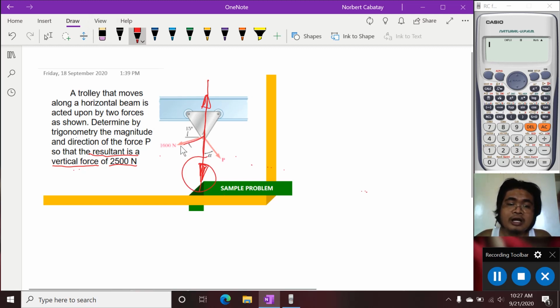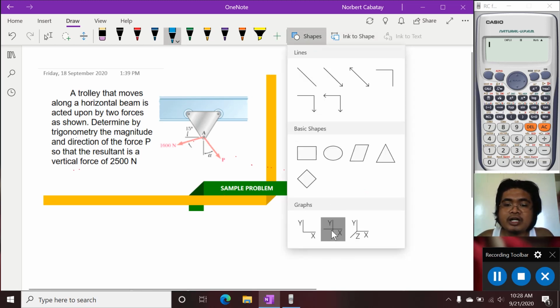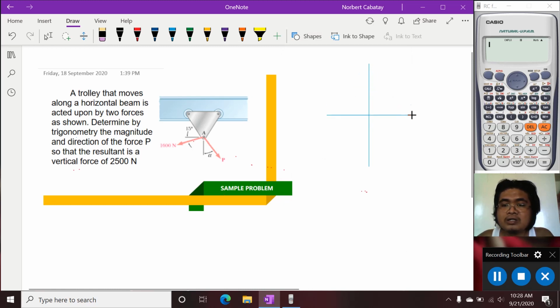Why? Because as you look at our forces, they can never produce a resultant that is upward. It's impossible. So that is also part of the problem, that it is not directly given. In this case, let us first create a reference axis or FBD. This will be our y-axis.